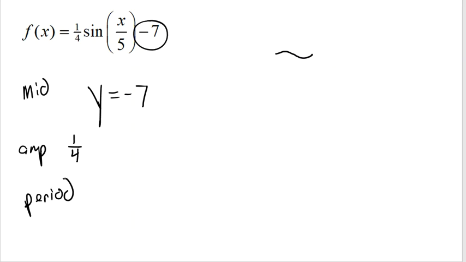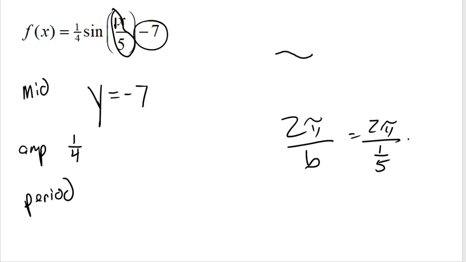And again, you take 2 pi divided by that b value. The b value is 1/5, right? It's everything other than the x. So that's a good way of looking at it. So it's 2 pi divided by 1/5, which is obviously going to be 2 pi times the reciprocal, 5/1, which I get 10 pi. So this is horizontally stretched.